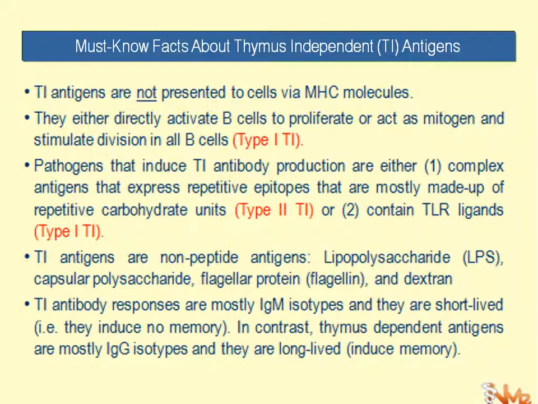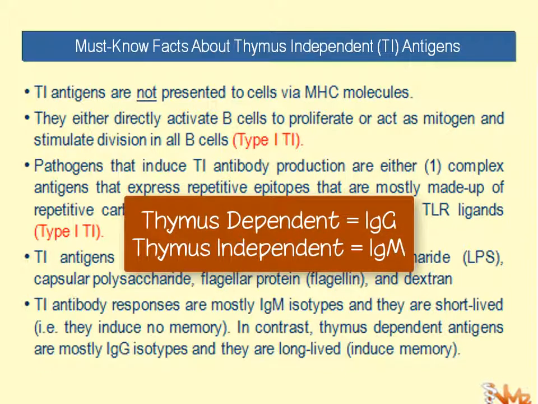TI antibody responses are mostly IgM isotypes, and they are short-lived, and they induce no memory. In contrast, Thymus dependent antigens are mostly IgG isotypes, and they are long-lived and induce memory.